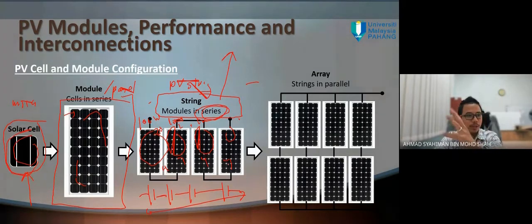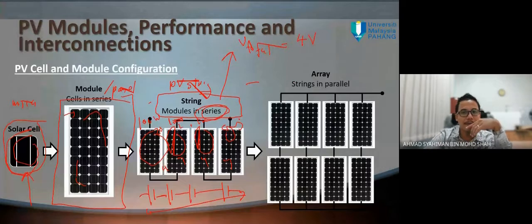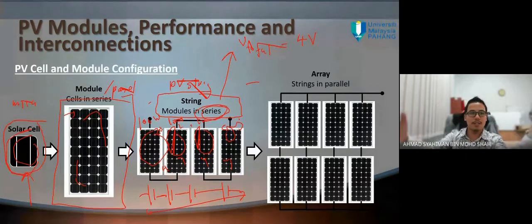You will get the voltage multiplied, that's right. If one is V, then the total you will get is 4V. Yes. V total will be 4V because when modules of the same rating are connected in series, you are going to get the output of the PV string as the total of all the voltages.